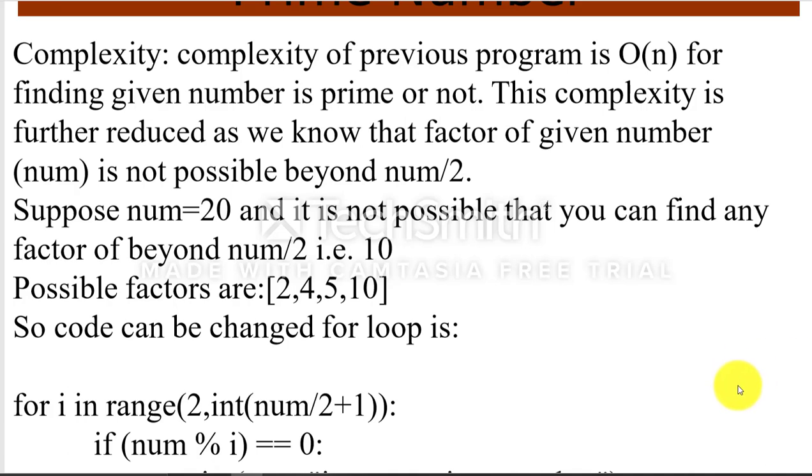So let us check. The number is 20. 20 divided by 2 is 10, which means there will be no factor beyond num by 2, that is, 10.